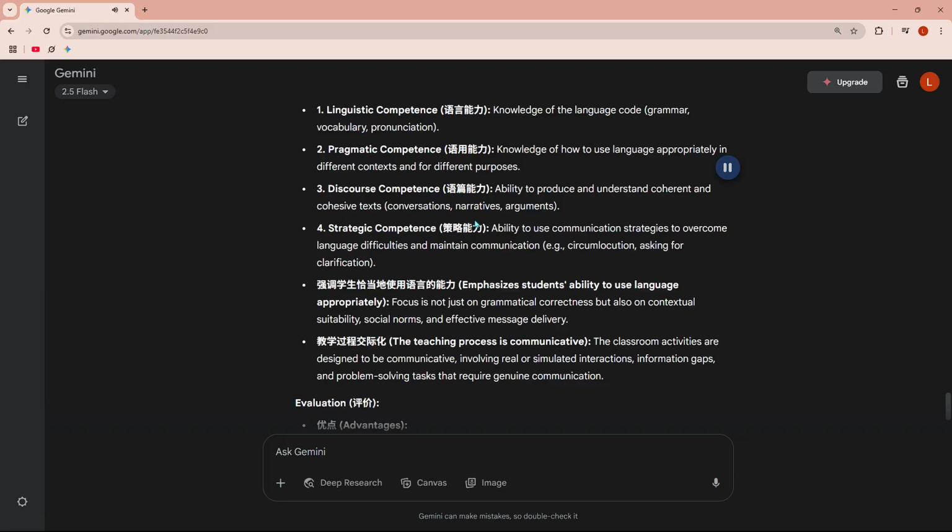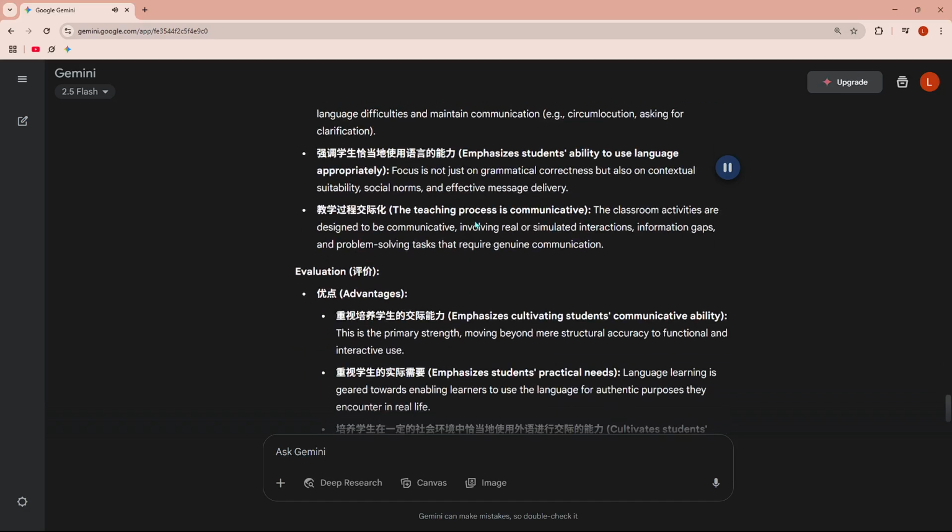4. Strategic competence, Si Lu Nen Li, ability to use communication strategies to overcome language difficulties and maintain communication, e.g., circumlocution, asking for clarification. It emphasizes students' ability to use language appropriately. Focus is not just on grammatical correctness but also on contextual suitability, social norms, and effective message delivery.